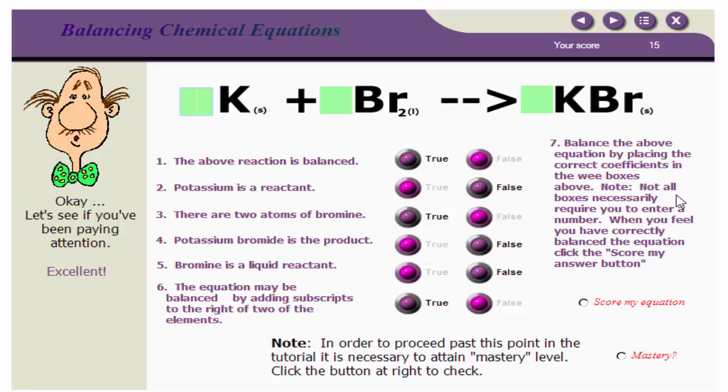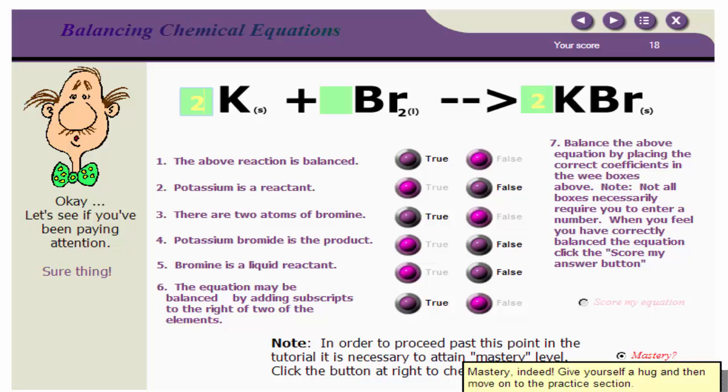Then you have to balance the above equation by placing the correct coefficients. If I put, let's see, we got 2 bromines here. We need 2 bromines on this side. But now we've got 2 potassium, so I better put 2 on this side. Score my equation. Whoa, I just got 3 marks. Check to see if you've got high enough to keep going. Mastery indeed. Give yourself a hug and then move on to the practice section.